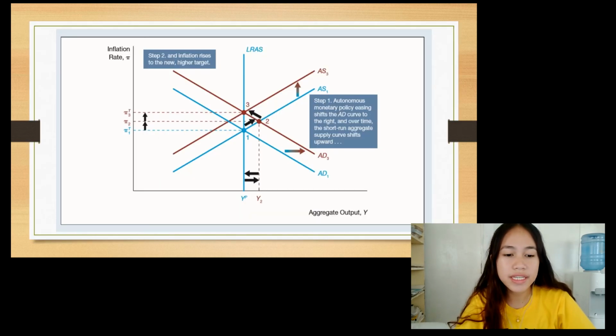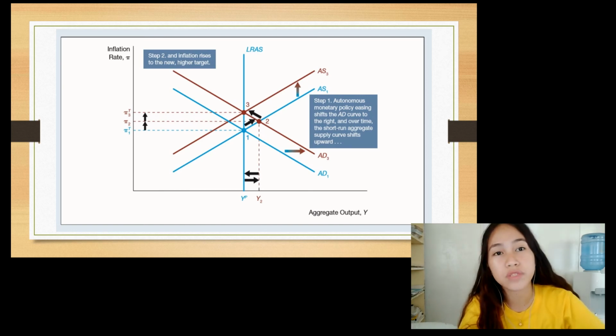Here, we will see that this adage is supported by our aggregate demand and supply analysis because it shows that monetary policymakers can target any inflation rate in the long run by shifting the aggregate demand curve with autonomous monetary policy.